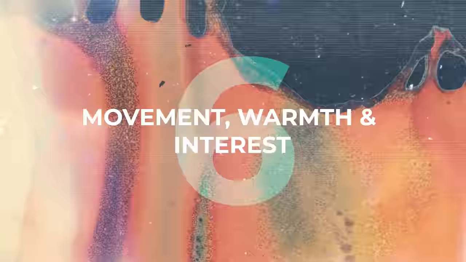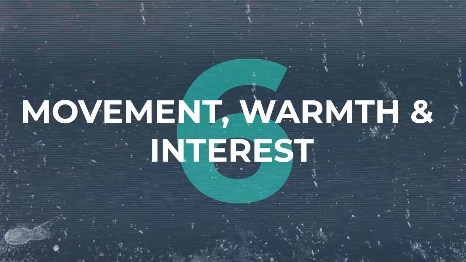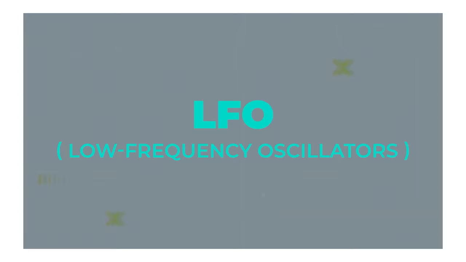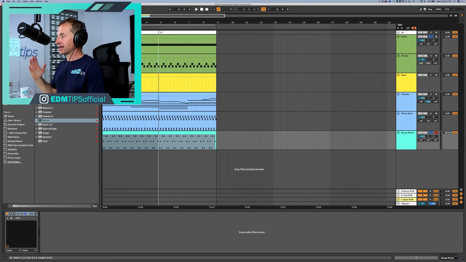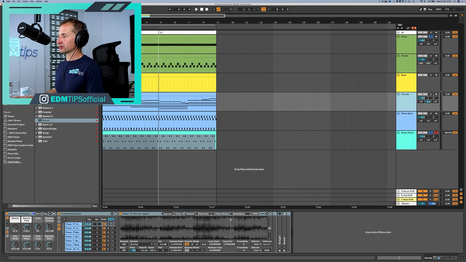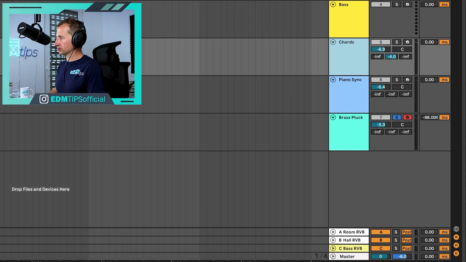So powerful technique is adding movement and warmth to this track, and there are a few tips at our disposal. We have got LFOs, which are low frequency oscillators, we've got distortion, and we've got sidechain compression, and we've got automation as well. So let's look at all of these quickly in order. So the first of which is the LFOs. Now, to give an example of those, I'm just going to double up these chords, just duplicate them, and I'm going to create an organ sound.